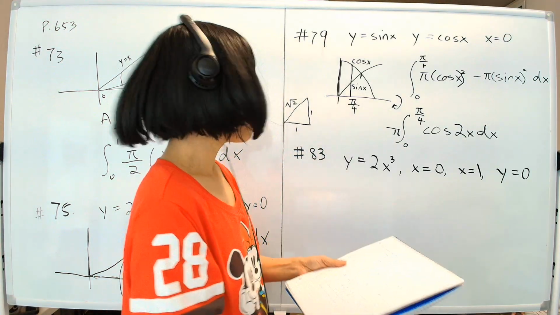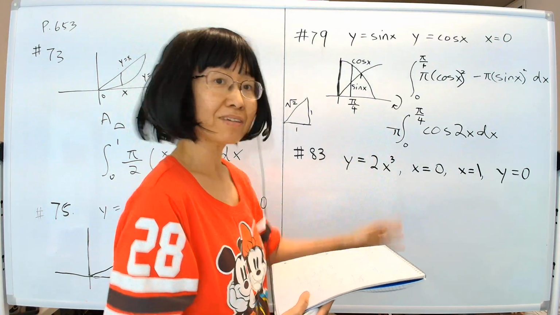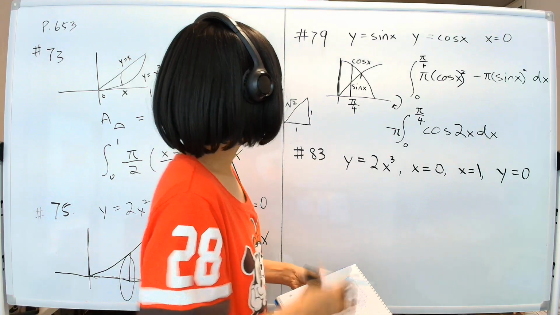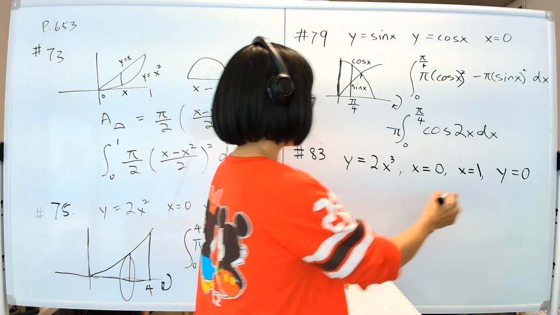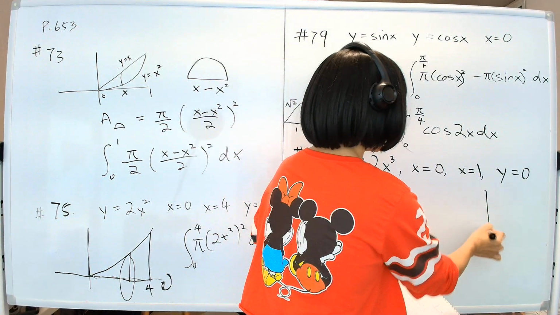For the next problem, we are going to spin around the y-axis. So don't forget that. If you spin around the wrong axis, you'll come up with a completely wrong answer. And so this time, we're going to spin around the y-axis of this graph. So let's quickly see what it looks like. y equal to 2x cubed.